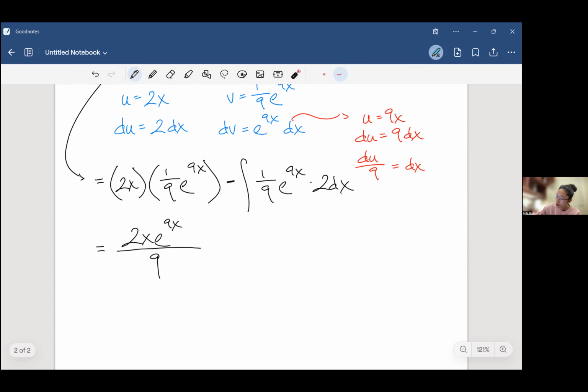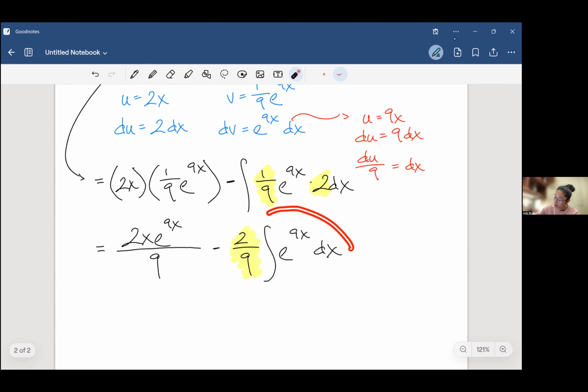Now, before I integrate the second part, what I want to do is take any constants that I have out and pull those out to the front. In particular, I have a 1/9 I can pull out to the front, and I have a 2. So I really have minus 2 over 9, the integral of e to the 9x dx. Okay, so I've got my constant out front.